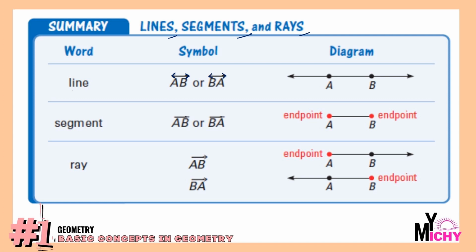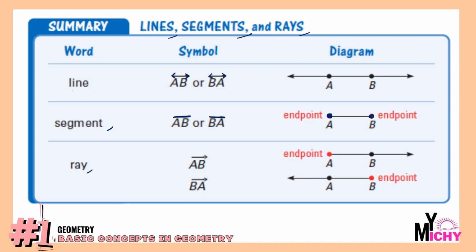And we have the diagram. It extends to infinity on both sides. We have left and right. Next, we have the segment. This is how we write segment. No arrowhead, and we have two endpoints, this one and this one. It has definite length, so we cannot extend this.